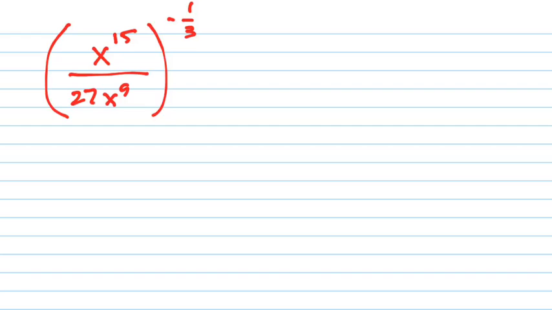So the 27 can't change, right? So it's going to just stay 27 in the bottom. But x to the 15 divided by x to the 9 is x to the 15 minus 9, which is x to the what? 6th. And why is it in the top? Because the bigger one is on the top, right? It's positive, so it didn't need to move, right?